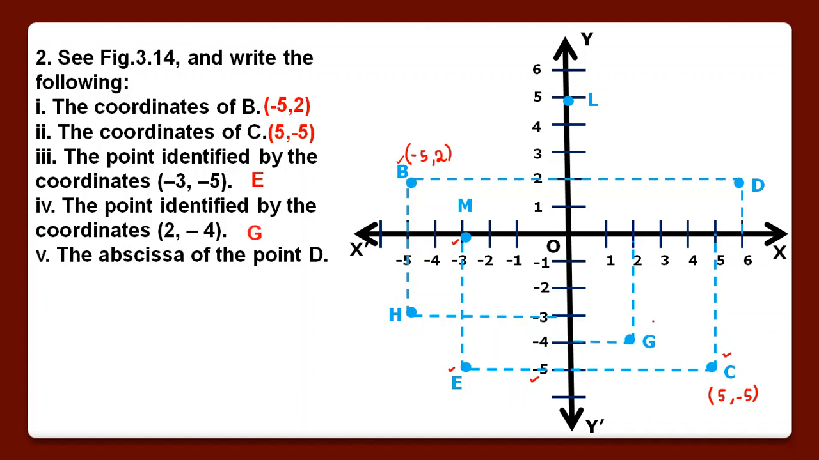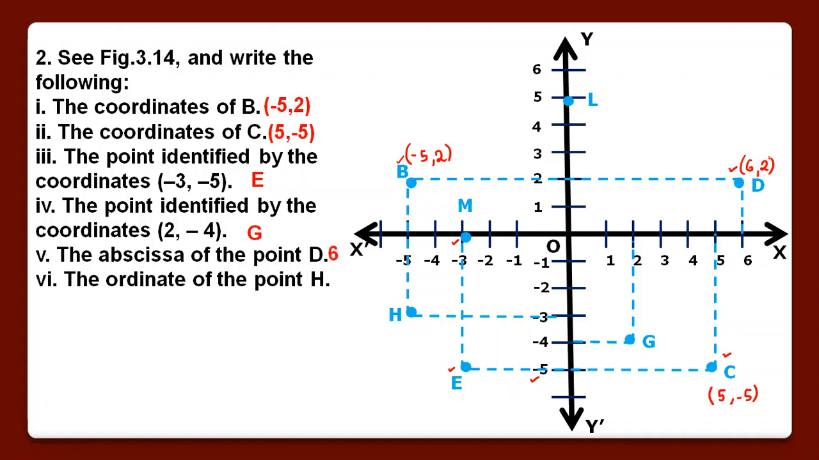Fifth is the abscissa of point D. Here we have point D. हम इसके पहले coordinates लिख लेते हैं. 6, 2 are the coordinates and the abscissa means x coordinate is 6.